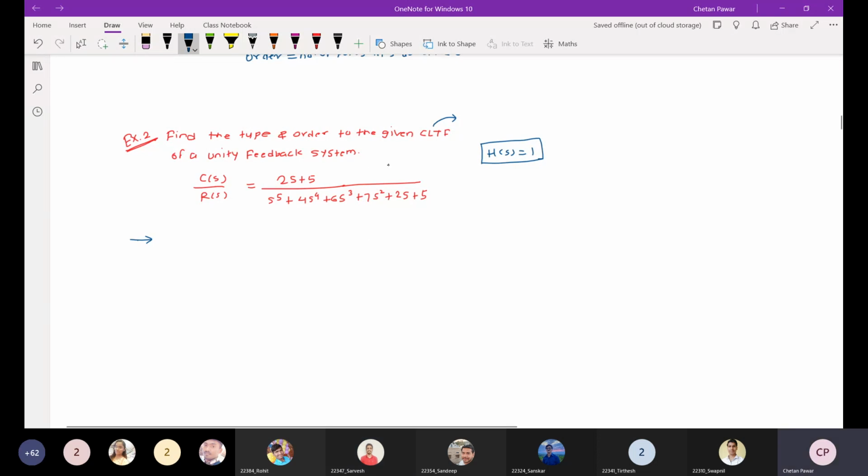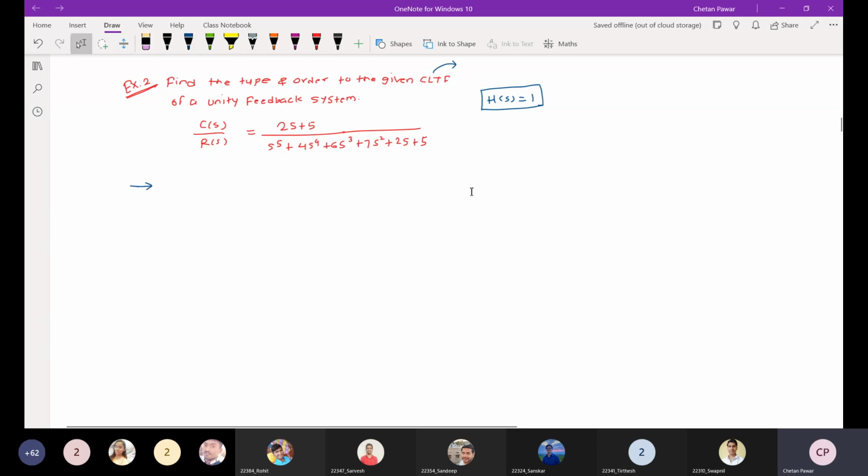But one main catch is here. When they mention that this is a closed loop transfer function, we always find type, order, and system gain of the system for the open loop transfer function. But here they have given the closed loop transfer function. So our system is like, okay, if this is a system, G.